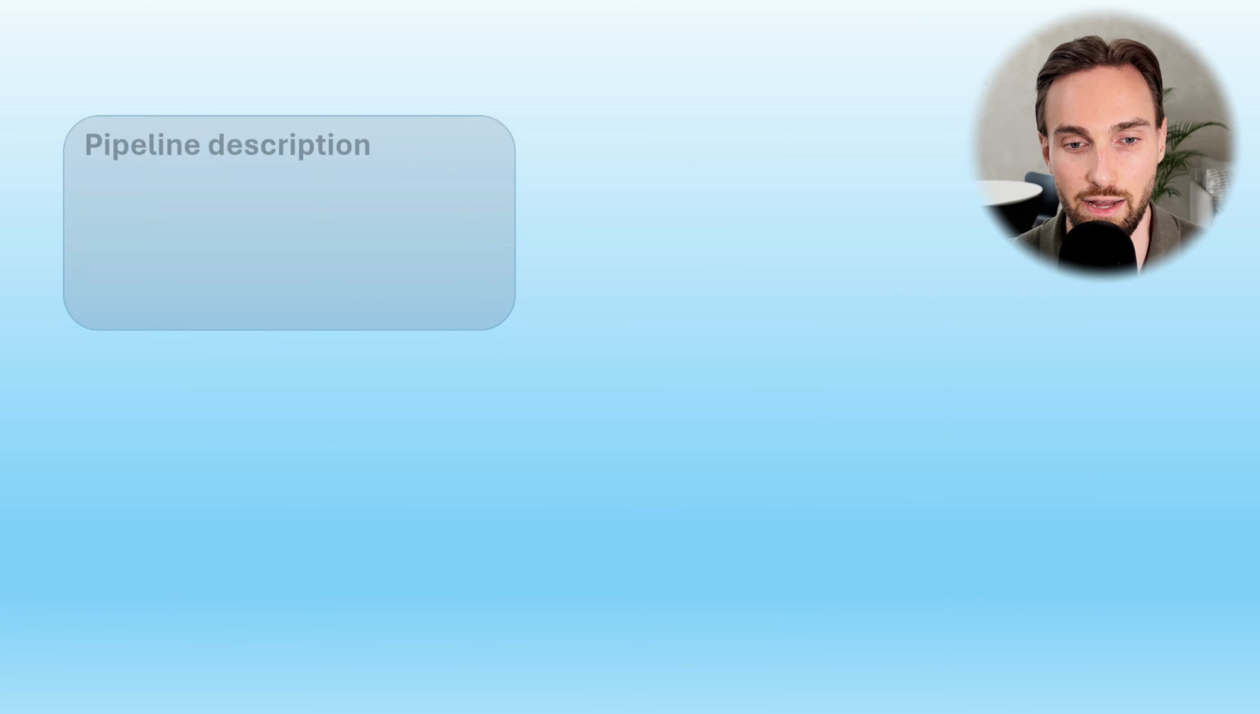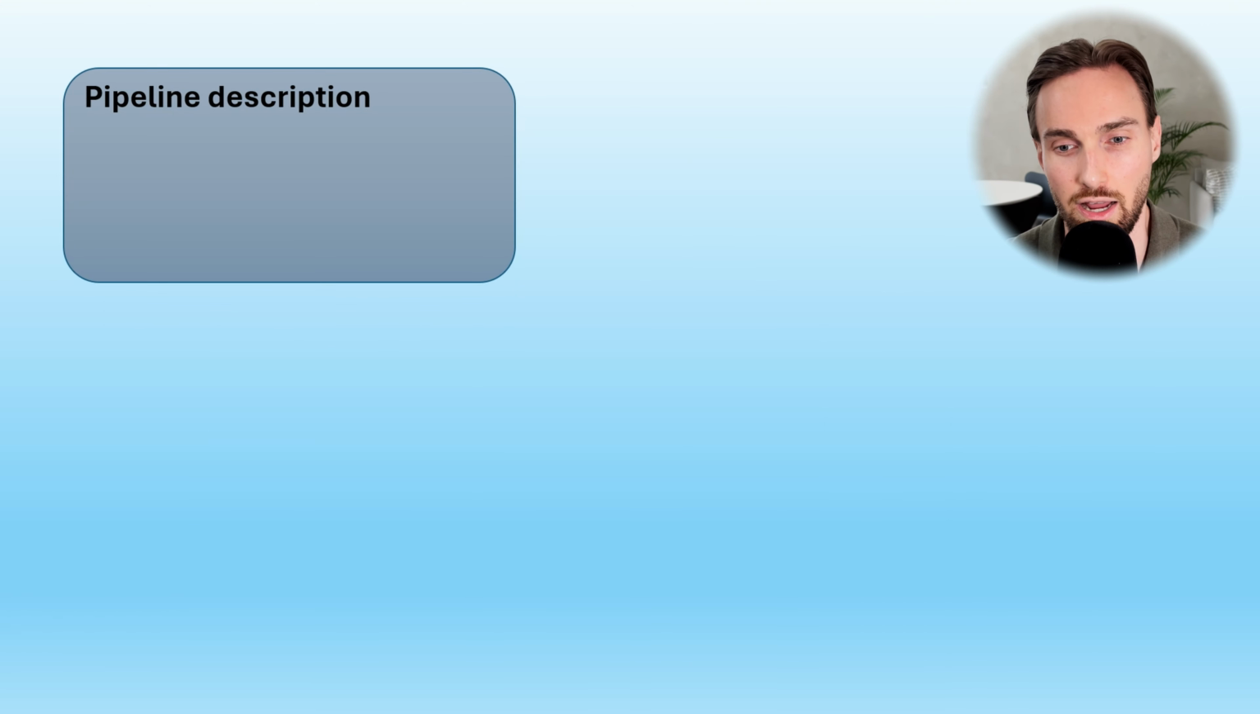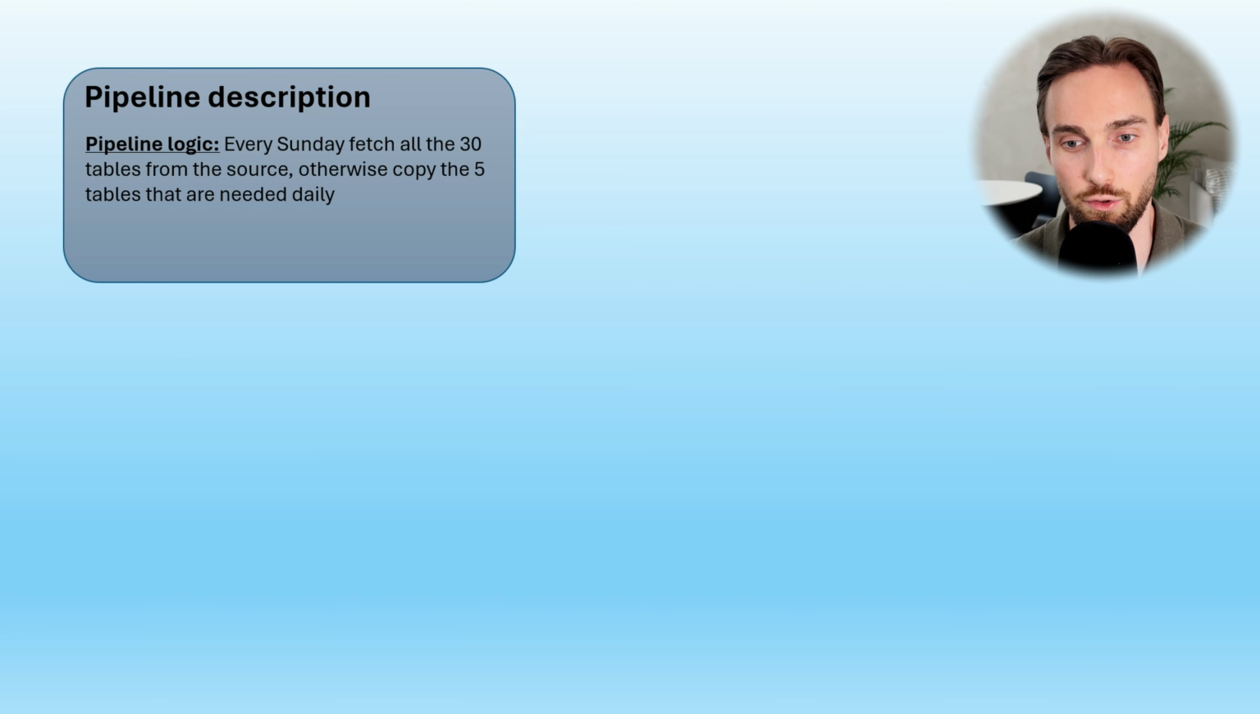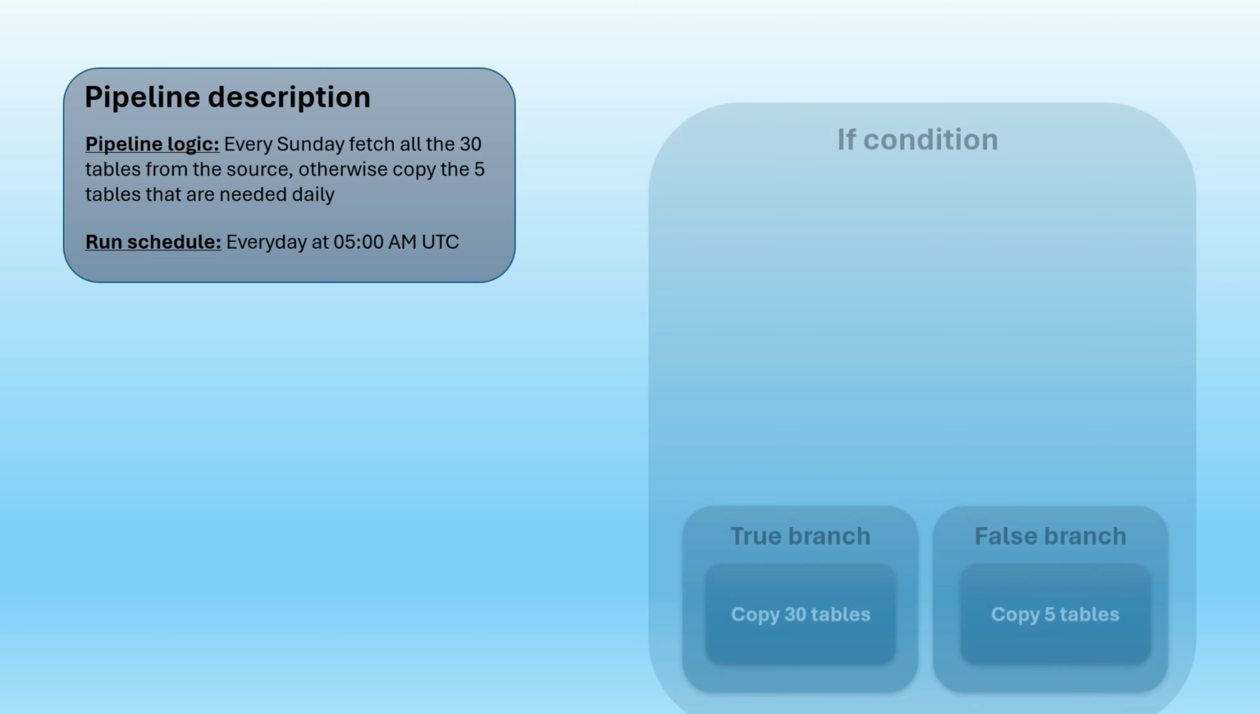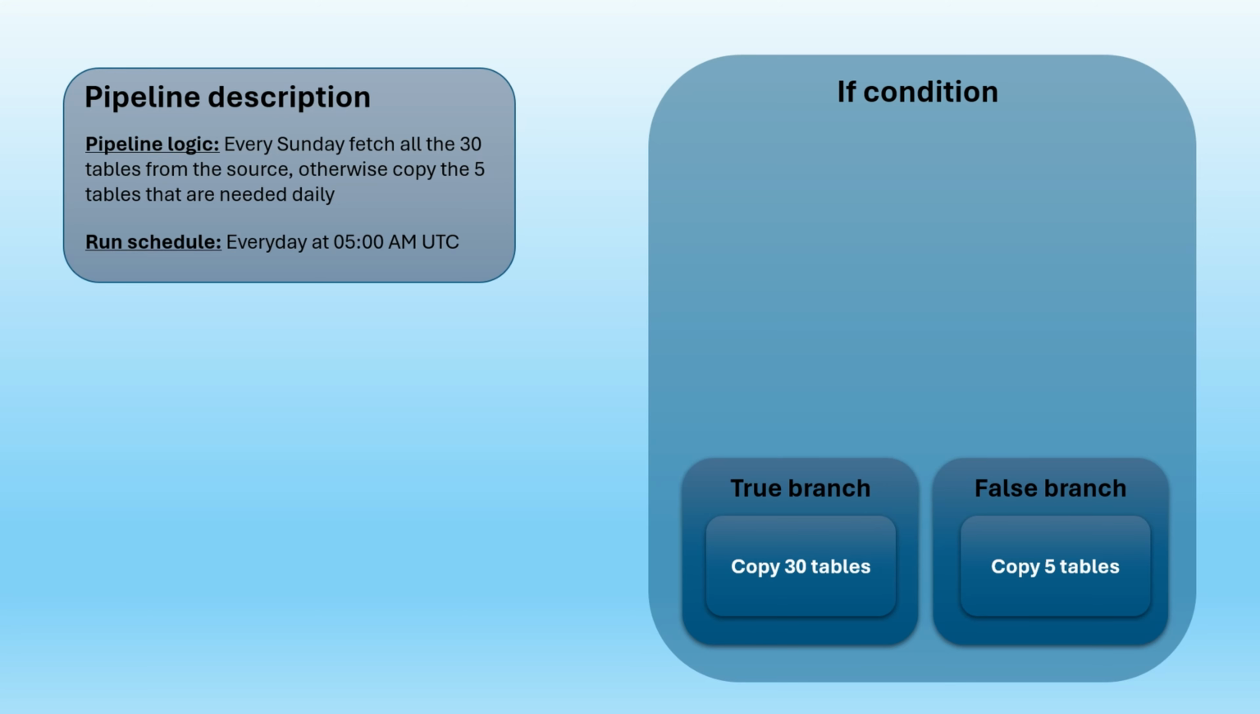Next, let's cover in more detail how this expression evaluation works and how it is decided which branch to use. Our pipeline logic for this imaginary situation is that on every Sunday we want to fetch all the 30 tables from the source, otherwise we will just copy the 5 tables that are needed daily. Our run schedule for this pipeline is every day at 5 AM UTC time. Then we have our if condition, and in the if condition we have our two branches. In our true branch we have the logic to copy all the 30 tables from the source, and in our false branch we have the logic to copy only those 5 tables that are needed daily.